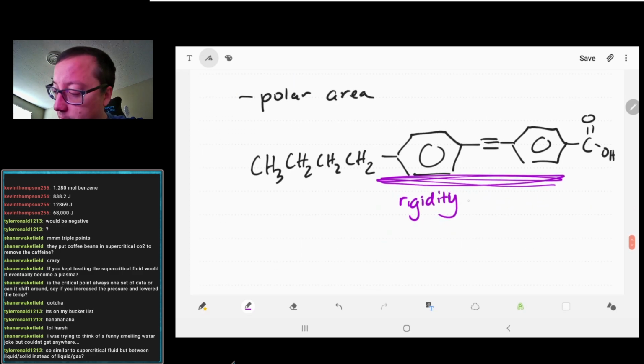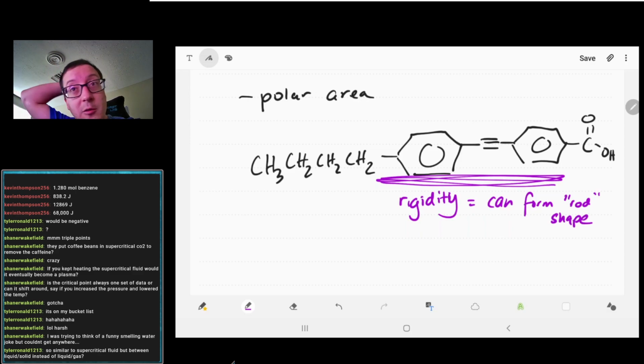And that means it can form the rod shape. So we saw that all of those Google images, the liquid crystals, they were all rods. So having rigidity in it means it can't just flip-flop around and twist and coil. And so you have these rod-shaped molecules.